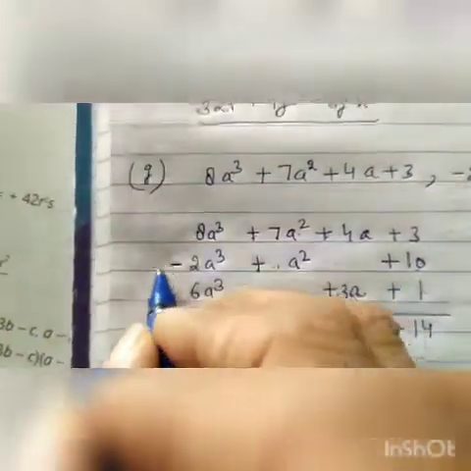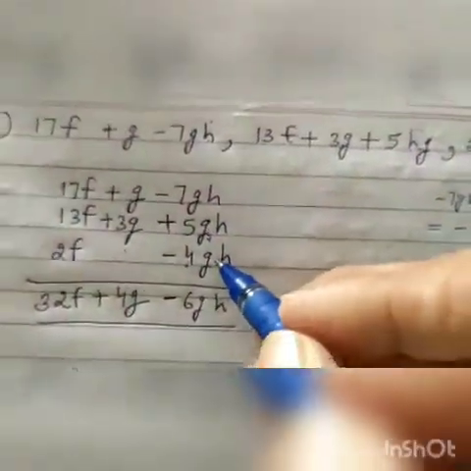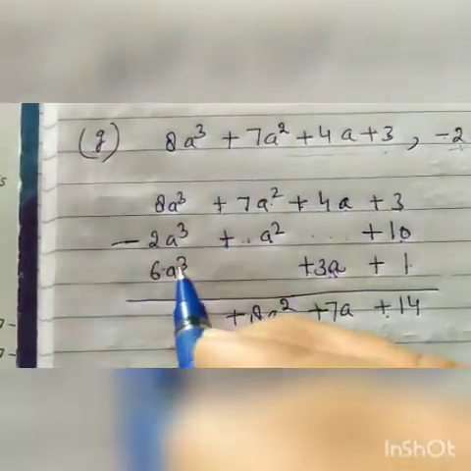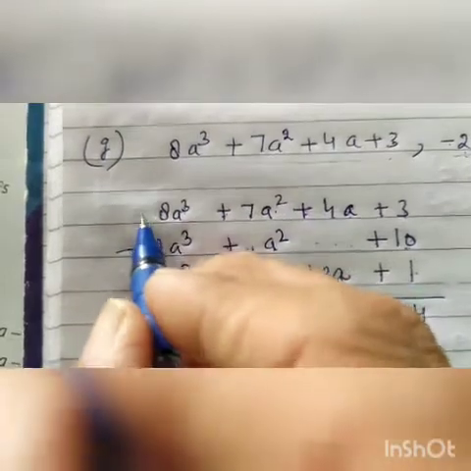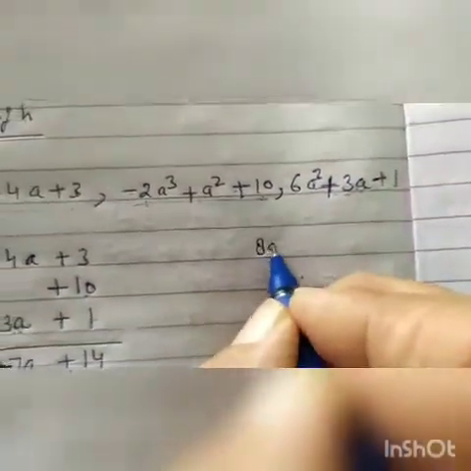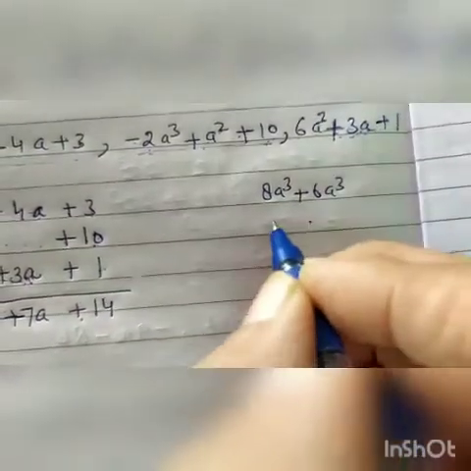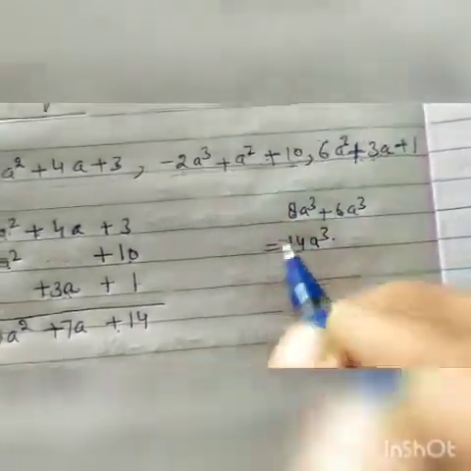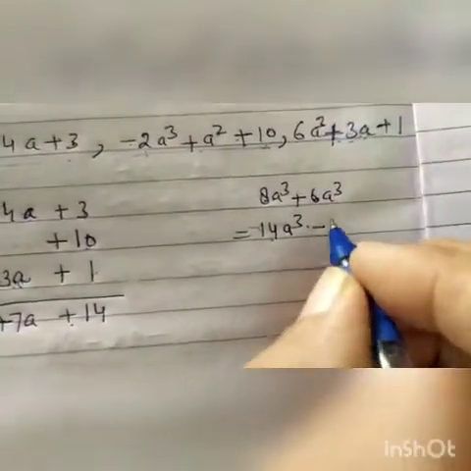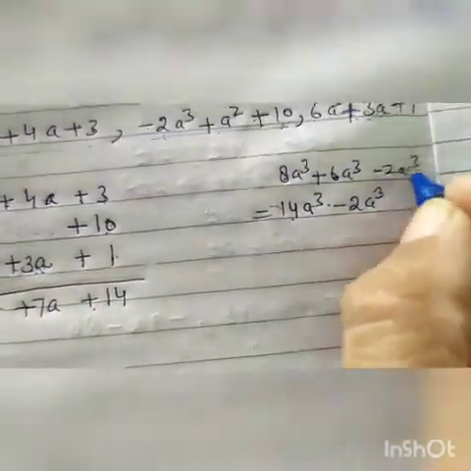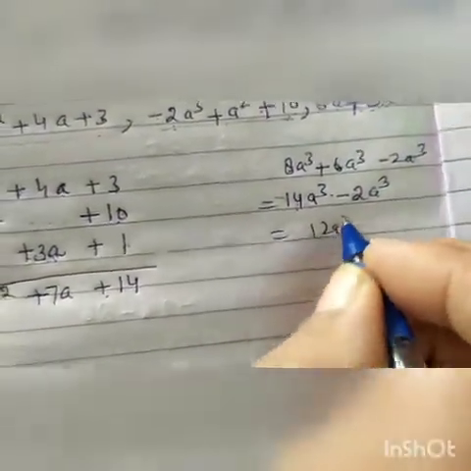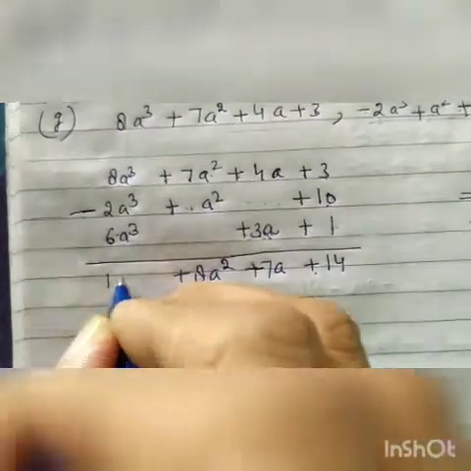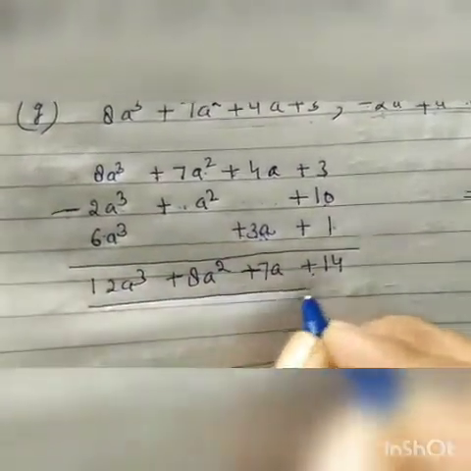Now come to here. Here student, we will solve this line like this. As I explained here, this is plus 8a cube and this is plus 6a cube. So first we will add these two numbers, plus 8a cube plus 6a cube. 8 plus 6, 14a cube. Then this minus 2a cube. Then 14 minus 2, 12a cube, with plus sign, because before the larger number there is plus sign. So it is 12a cube. Clear?